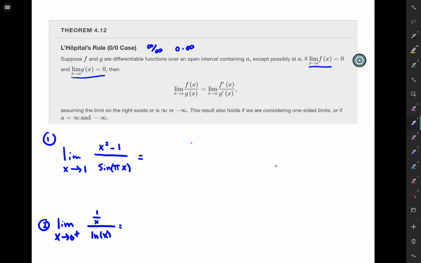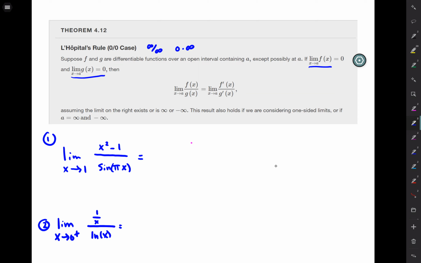And what's nice about that is that the derivatives f prime and g prime are typically easier to deal with. If it's a polynomial, you're getting something of lower degree. It just gives you a shot at evaluating this limit. So you have to assume that the limit on the right exists, or is infinity or negative infinity. And again, this also holds if we're considering one-sided limits, or even a equals infinity or negative infinity.